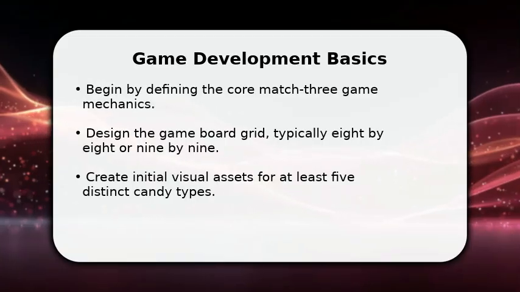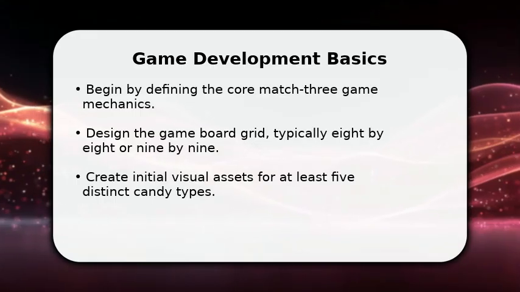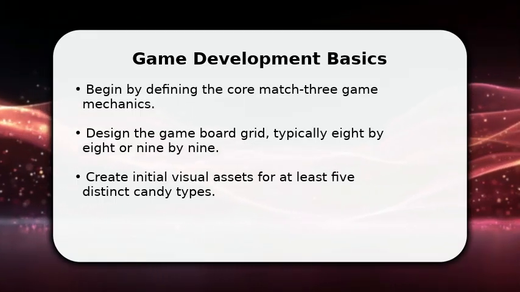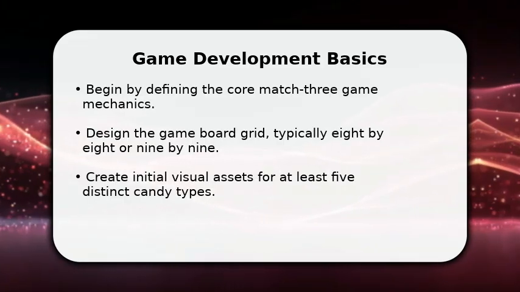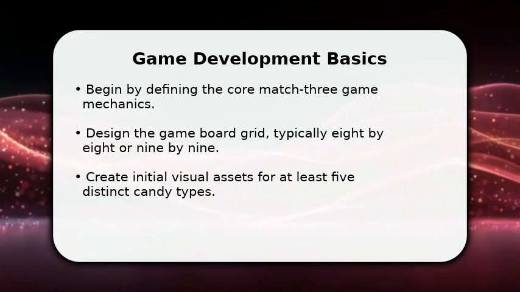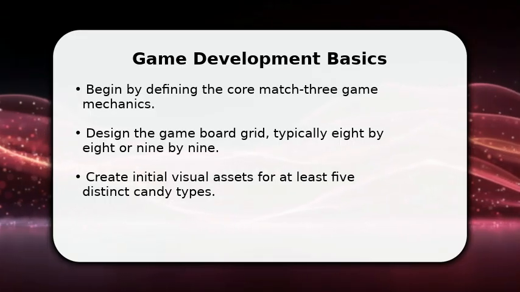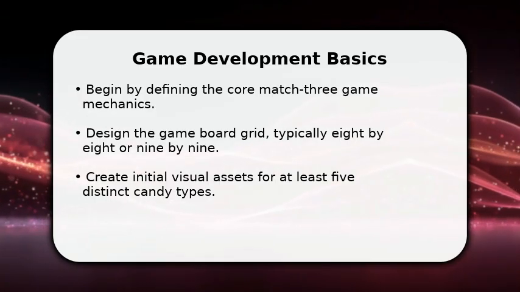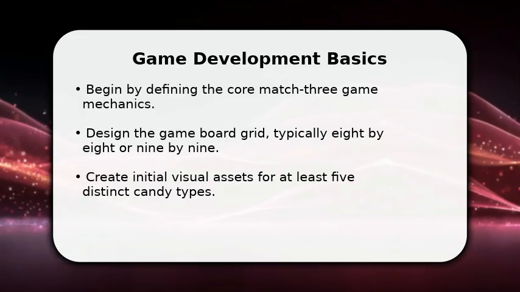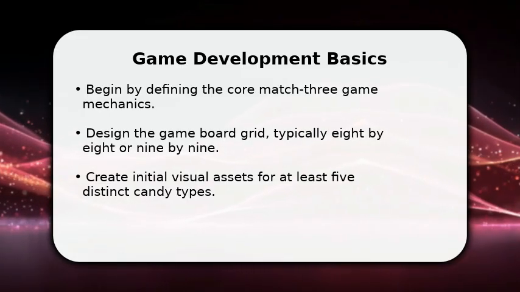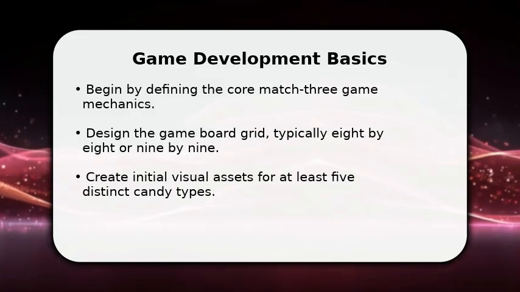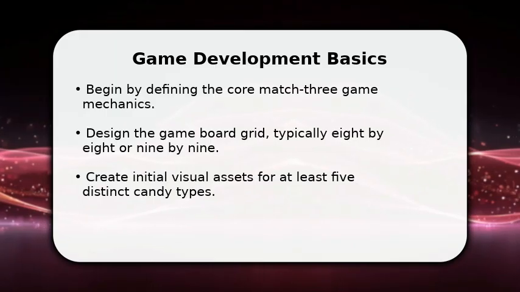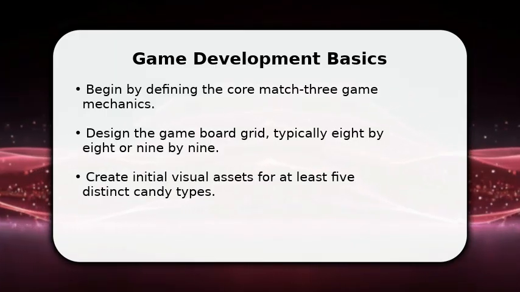In this video, I will explain how to make a Candy Crush-like game. First, you will need to define the fundamental Match 3 mechanics, where players swap adjacent pieces to form lines of 3 or more. Next, design your game board, often a grid of 8 by 8 or 9 by 9 cells. Then, create your initial visual assets for at least 5 distinct candy types. Finally, establish a game state manager to track player progress and scores throughout the game.